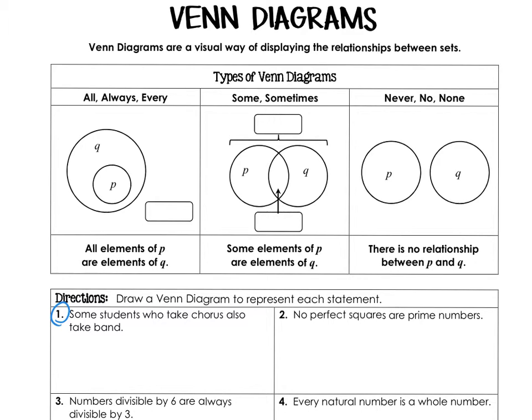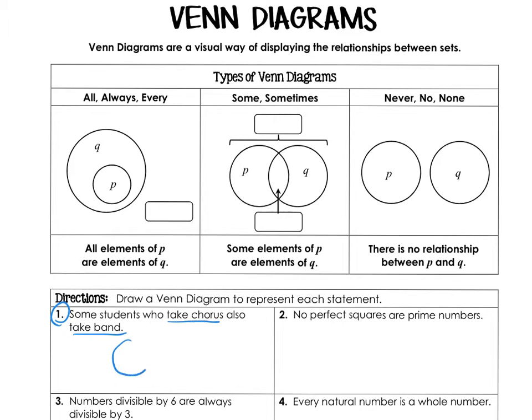So I want us to look at the very first example right here at the bottom. It says that some students who take chorus also take band, and this is asking us to draw a Venn diagram to represent this statement. So we have students who take chorus, and we have students who take band, and we also have students who do both. So how do we do that?